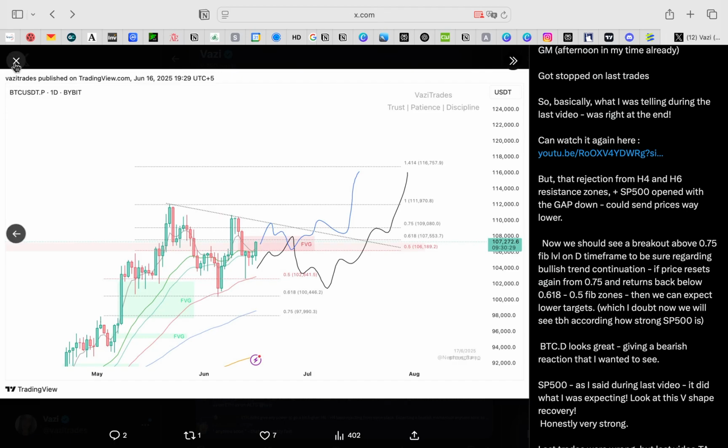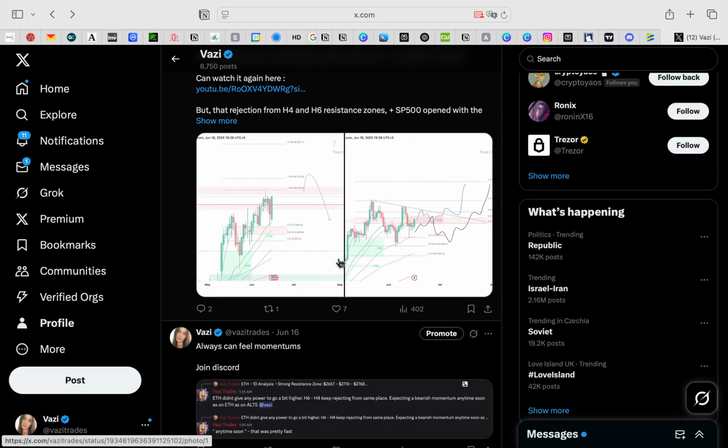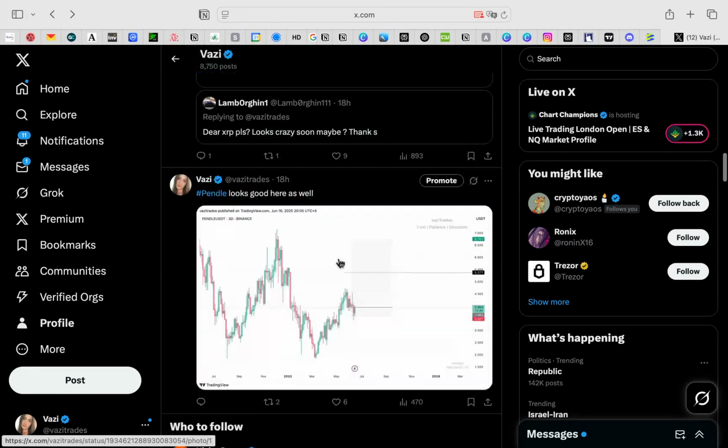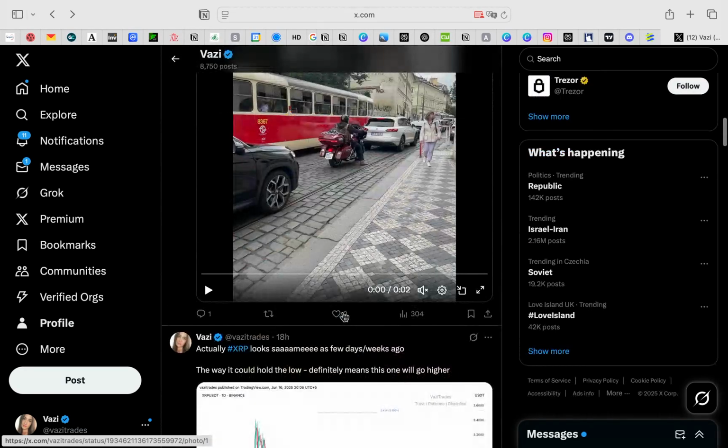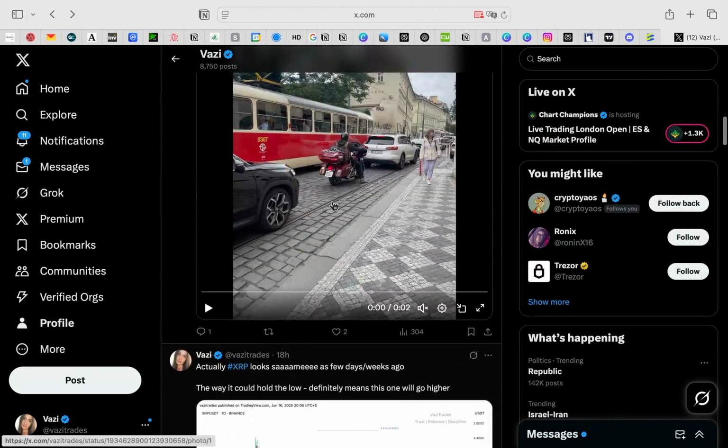So this is my quick update regarding the market. This is definitely not valid anymore, since I see that the situation is different.